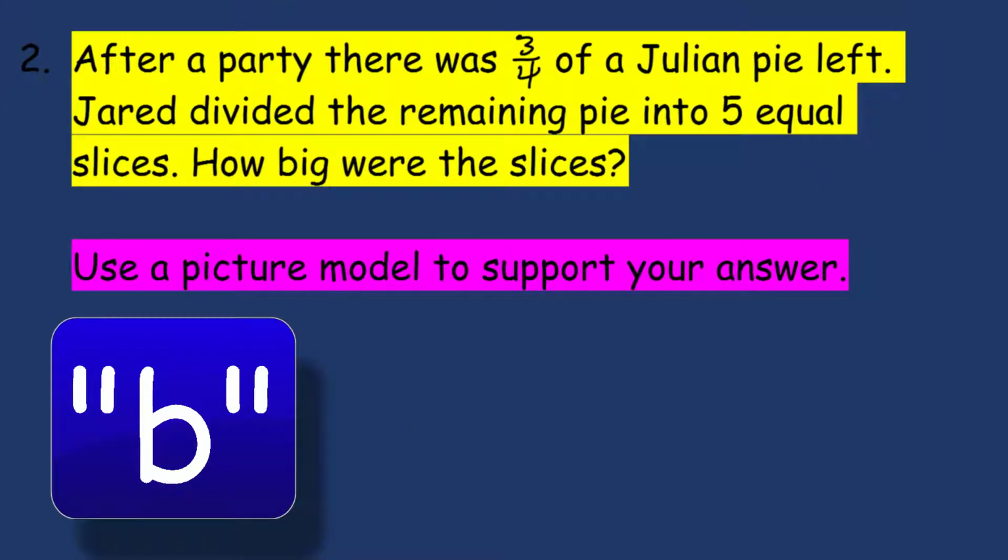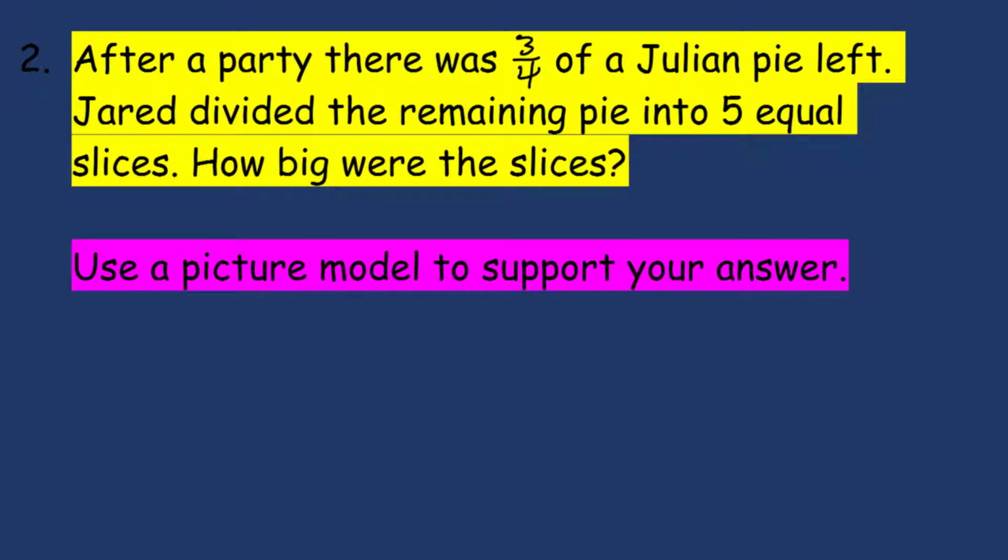Now let's move on to the next problem. Here it says, after a party, there was 3/4 of a julienne pie left. Oh, a julienne pie. Have you ever had a julienne pie? Oh my goodness, they're good. Anyway, it says Jared divided the remaining pie into 5 equal slices. How big were the slices? Use a picture model to support your answer. Well, again, this is a really good question. There are definitely some different ways I'm thinking about how you could solve it. It does say, though, use a picture model to support your answer. So we do need to do that.